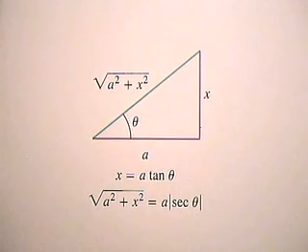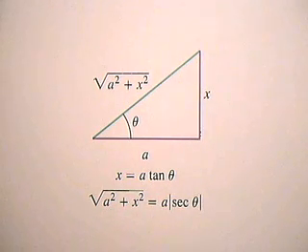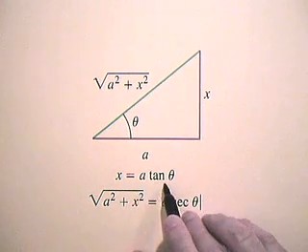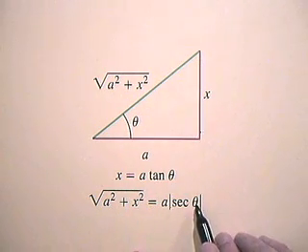Well, we've seen how the identity cosine squared plus sine squared equals 1 can be used to simplify a radical of the form square root of a squared minus x squared. In the case where we have the square root of a squared plus x squared, we want to use the tangent. Let's look at a picture for that. Here, when I see the radical square root of a squared plus x squared, I realize that if x is equal to a times tangent of theta, then this whole radical becomes a times the absolute value of secant theta.